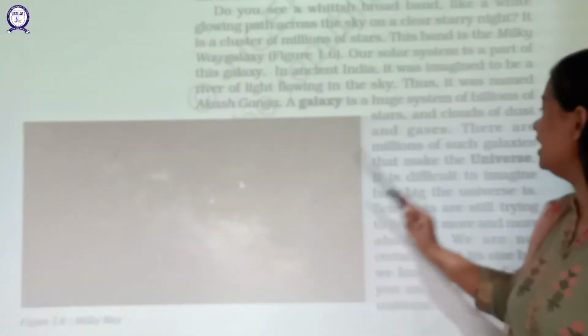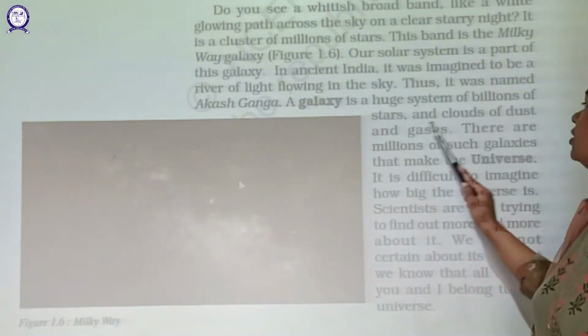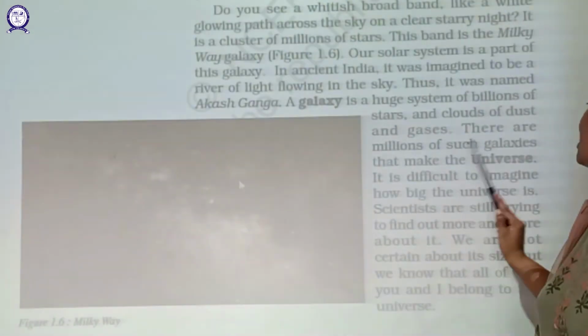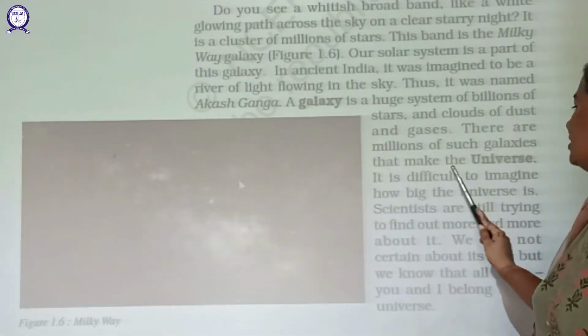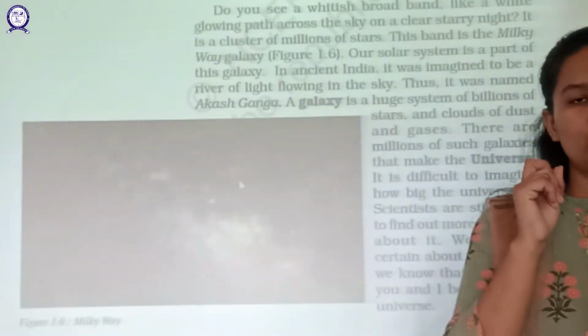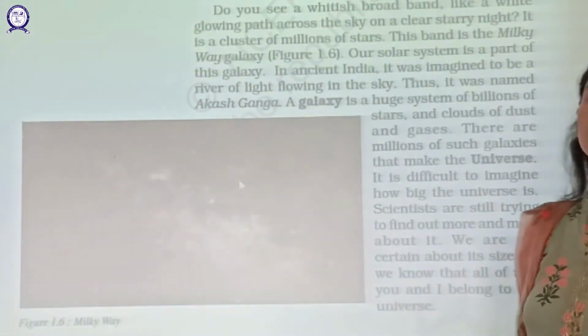So what is a galaxy? We can say a galaxy is a huge system of billions of stars and clouds of dust and gases. There are millions of such galaxies that make the universe. Now we will first discuss the example of a galaxy. The example of a galaxy is the Milky Way.